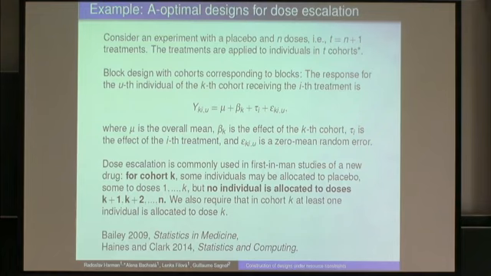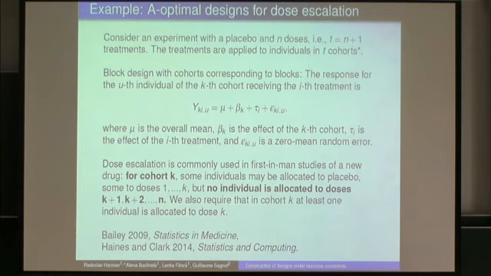We have therefore a block design with cohorts corresponding to blocks. We can use the following model where the tau i's are the effects of the treatments and the kappa k's are the nuisance effects of the cohorts. And what this dose escalation means is it's used in first-in-man studies, but of course I will shorten this as much as possible because we will have a real expert talking about those escalation studies in 10 minutes.